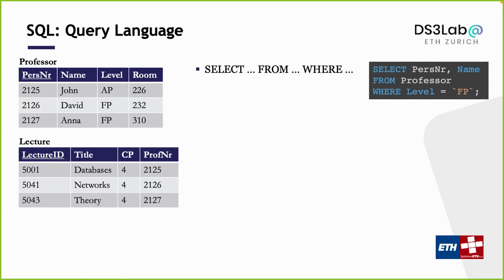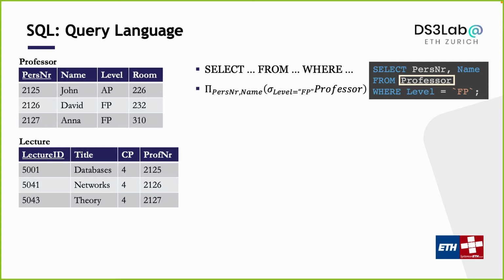Fundamentally, what this query is trying to do is specify a relational algebra query that looks like this. You have your relation, professor, in the middle, and then you do a selection to only filter out those professors whose level equals FP. And then you do a projection to only keep those two attributes, personnel number and name. Whenever you are writing that select from where query, what you are specifying to the database is something equivalent to that relational algebra query. Okay?